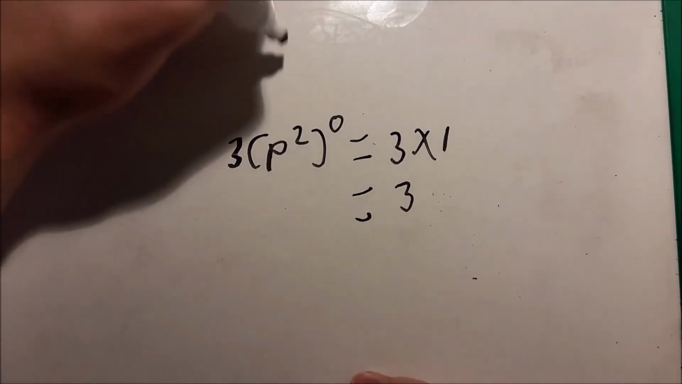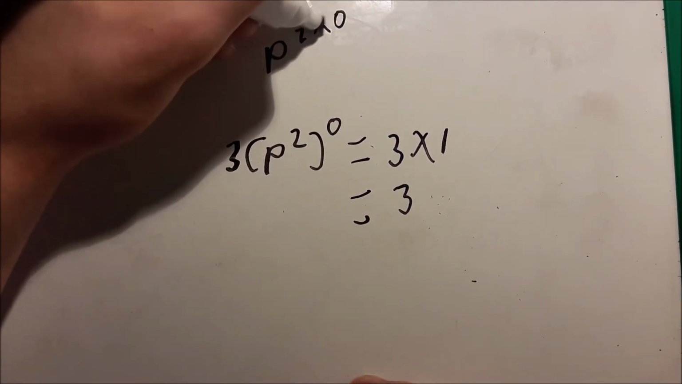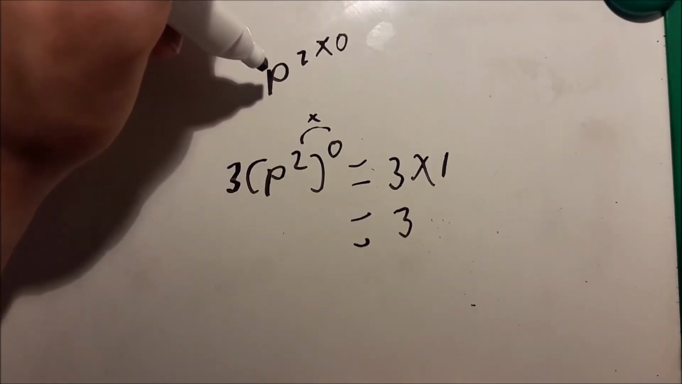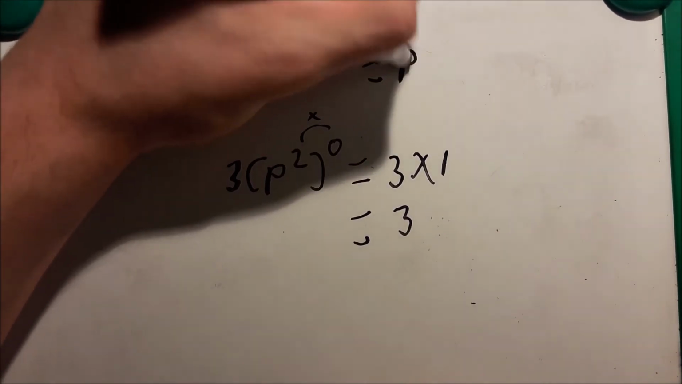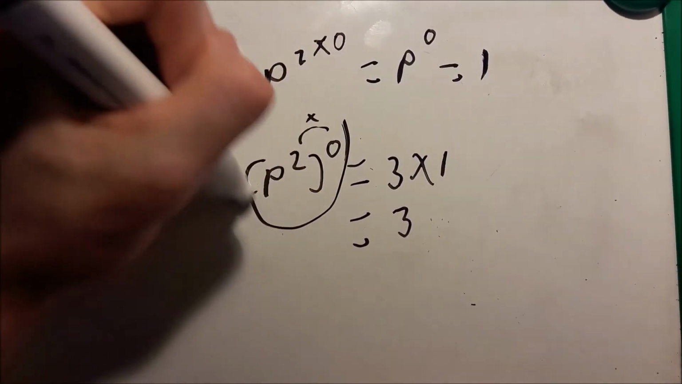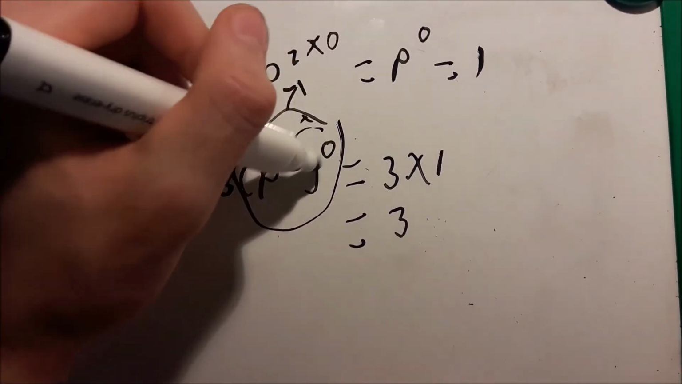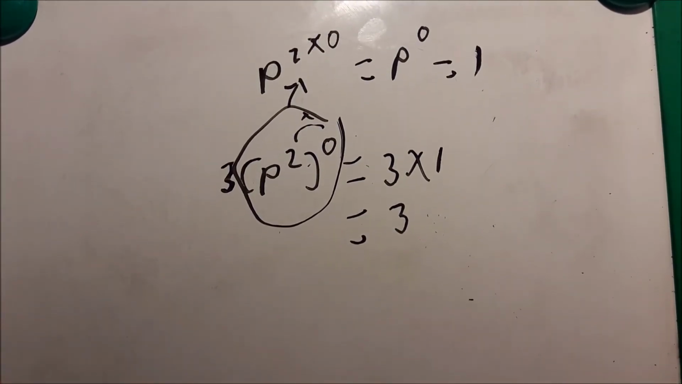So if you really wanted to do it, then you just say p to the power of 2 times 0, okay, because you multiply the powers, which means p to the power of 2 times 0 is equal to p to the power of 0, which is equal to 1. So that's basically what happened here in the bracket, okay, but we can just as well say the whole bracket is going to equal 1 in any case, so it's just easier to say that.